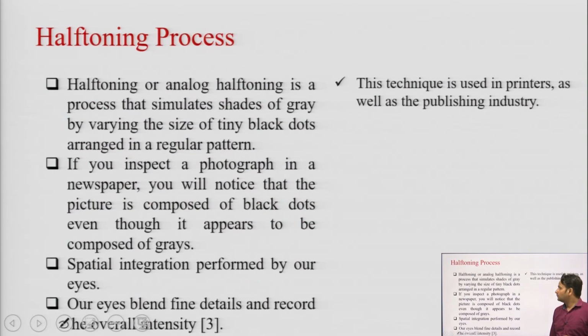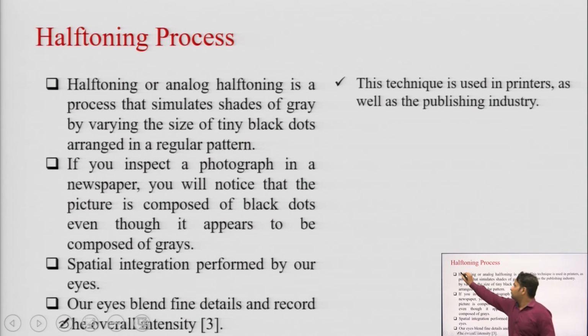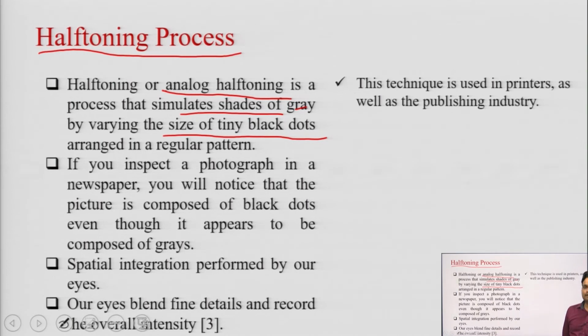Okay. So, in the previous slide we completed the digital image, and how we can identify each and every pixel. After that, here I am talking about one important topic, called the halftoning process. So, what is it actually? Halftoning, or analog halftoning, is a process that simulates shades of gray by varying the size of tiny black dots, which are arranged in a particular regular pattern.